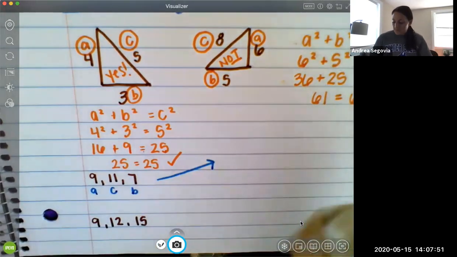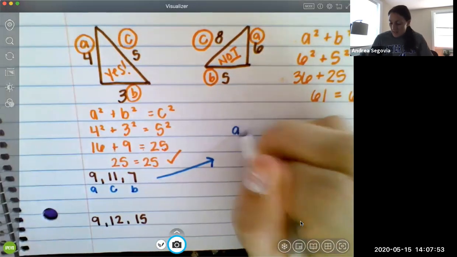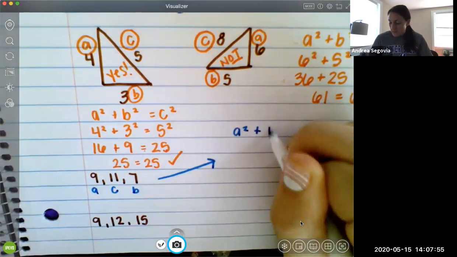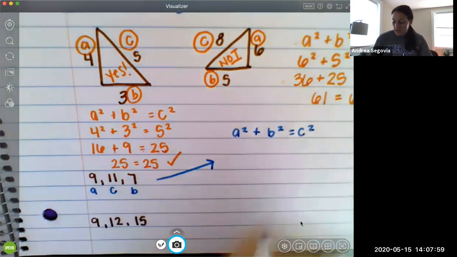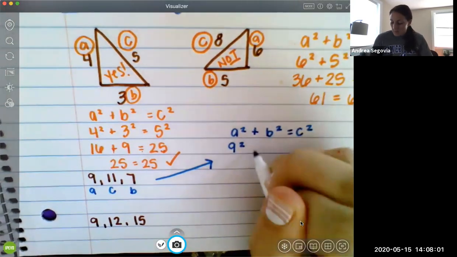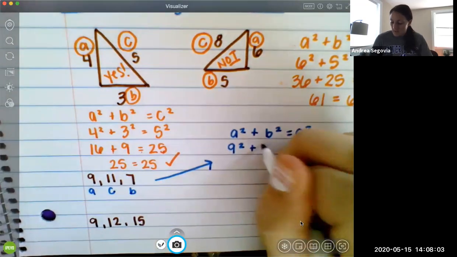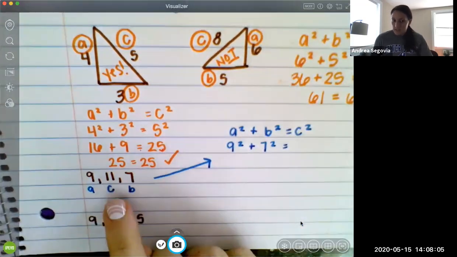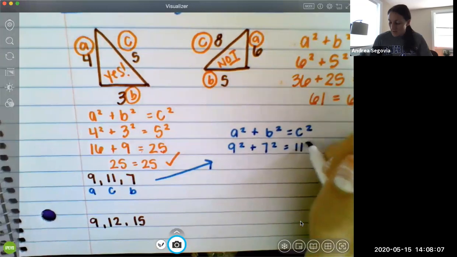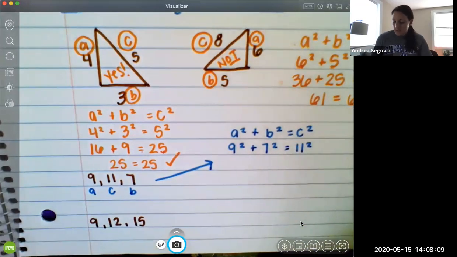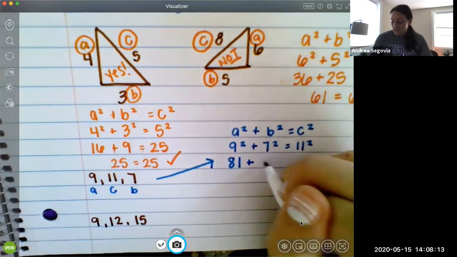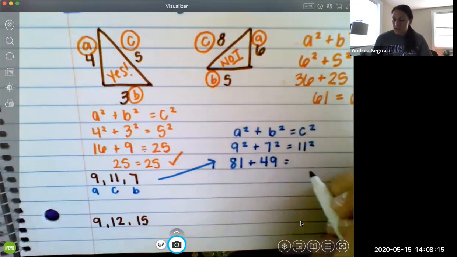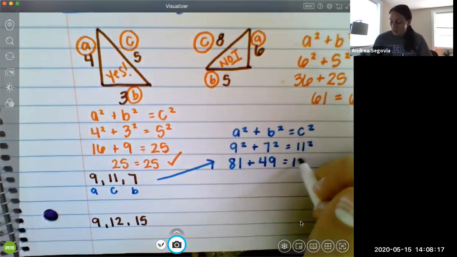Now we're going to plug it in. I'm going to start up here. A squared plus B squared equals C squared. Okay, what did we say? A was 9. 9 squared plus B is 7, 7 squared equals C is 11, 11 squared. Let's see if this is true or not. 9 squared is 81 plus 7 squared is 49 equals 11 squared, 121.